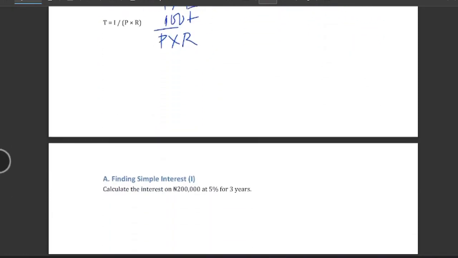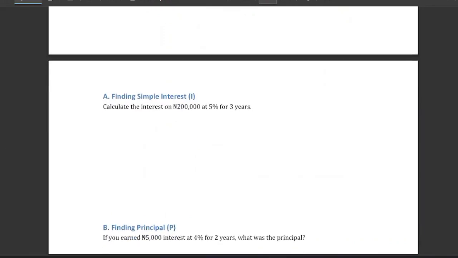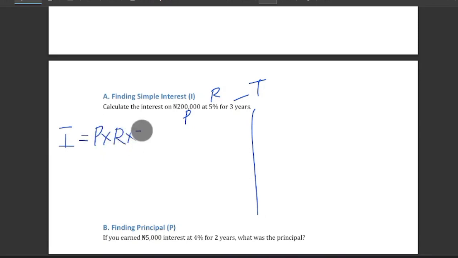So now let's look at some examples. When we are asked to find the simple interest at 5% for 3 years, the first thing is that we identify the P, the rate, and the T. The P here is 200,000, the rate is 5%, and the T is 3 years. To apply the formula, let's apply it in two ways. You have I equals P times R times T.